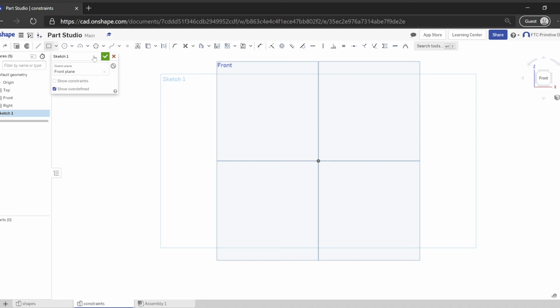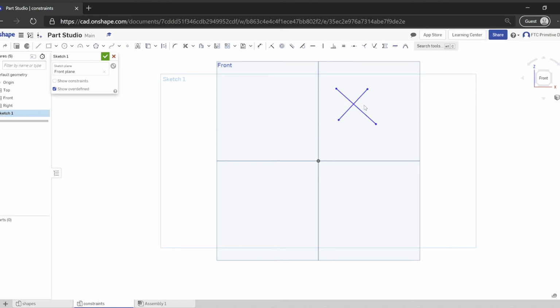So next, we have the perpendicular constraint. What this does is it forces two lines to be perpendicular to each other. It's a very helpful sketch constraint when creating right angles that are not parallel to the x or y axes. So as you can see, this line is going to stay perpendicular to the other line no matter what, even if I try to change the angle of it.